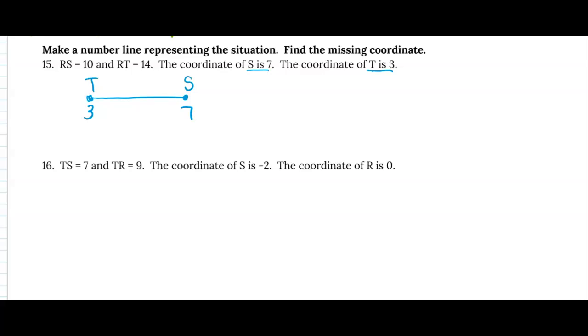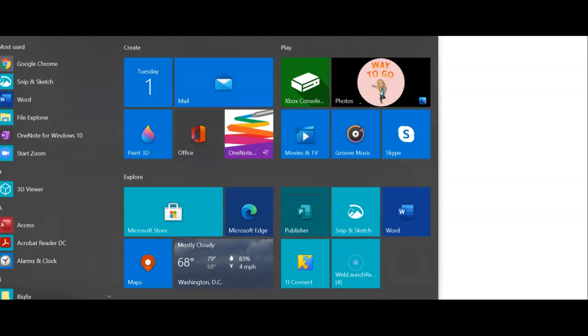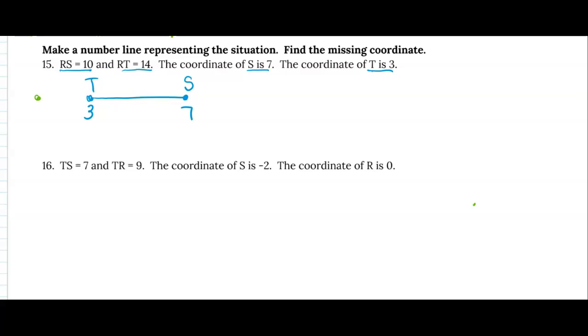Now we need to think about what are the lengths of the other segments with R. So we see that RS is 10 and RT is 14. That means the length of RT needs to be longer than the length of RS. If I put R over here, then RS will now be longer than RT, which doesn't make sense for what they've told us. So my R needs to go out on the other side because R needs to be closer to S than it is to T. So then I know that SR, or RS, did not draw very well, is 10, while RT, which is the entire length, is 14.